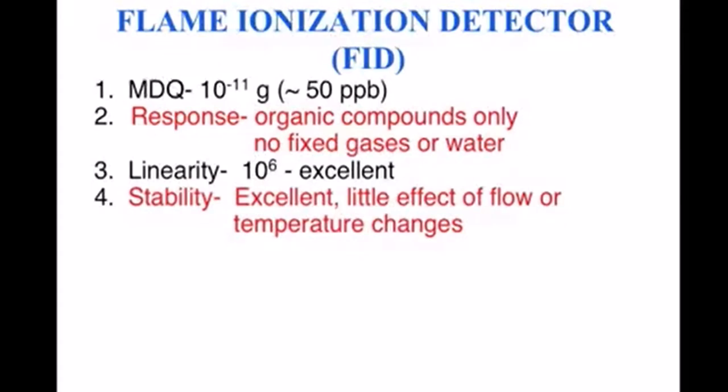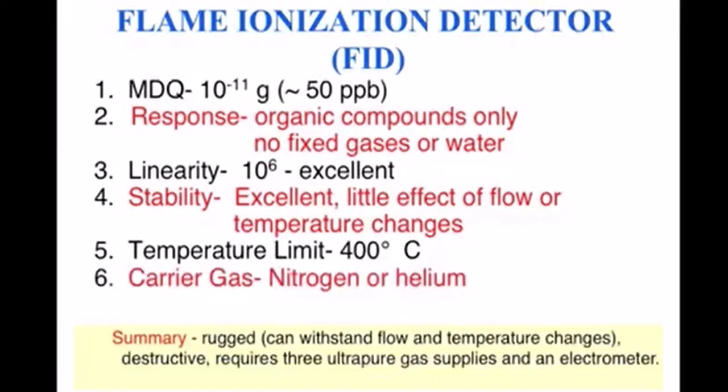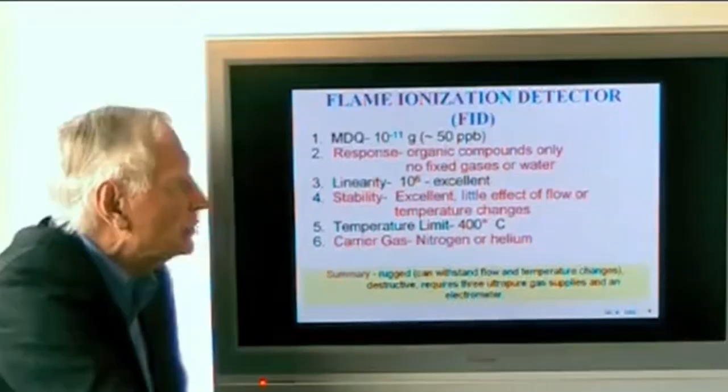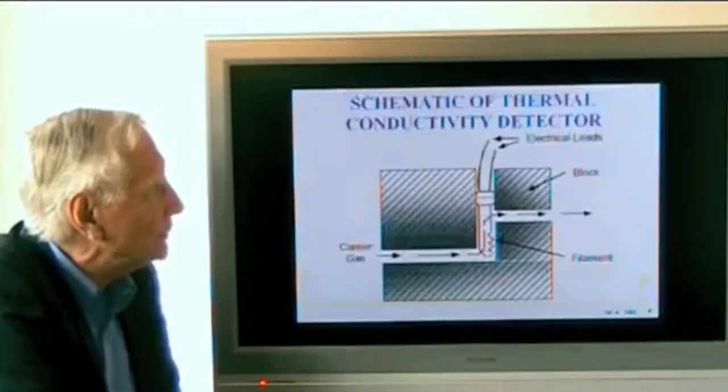Stability, excellent. Very little effect of flow rate or temperature changes on the detector response. Upper temperature limit of the detector itself, 400 degrees centigrade, and the carrier gas can be either nitrogen or helium. In summary, a rugged detector, can withstand flow and temperature changes, destructive. The sample is destroyed. After the flame ionization detector, there is no more sample. It does require 3 ultra-pure gas supplies, hydrogen, air, and the carrier gas, as well as a very good electrometer. One of the most widely used detectors in gas chromatography.